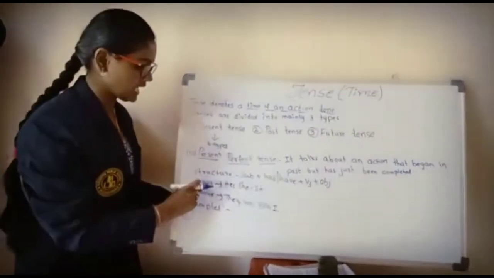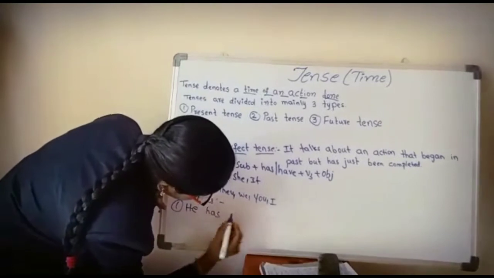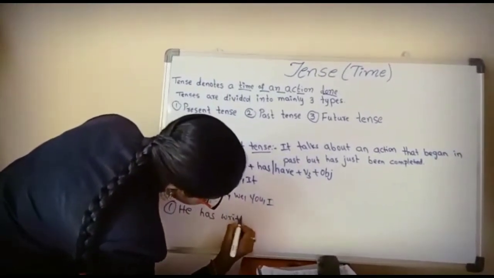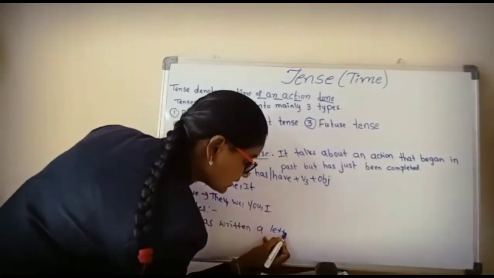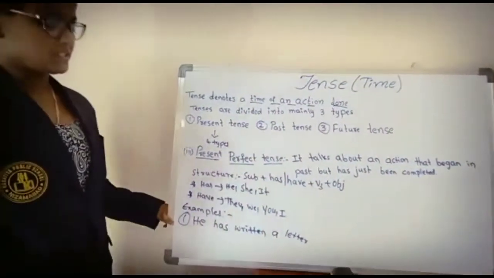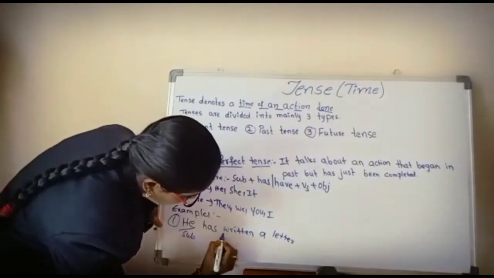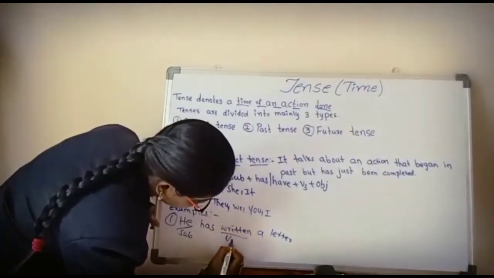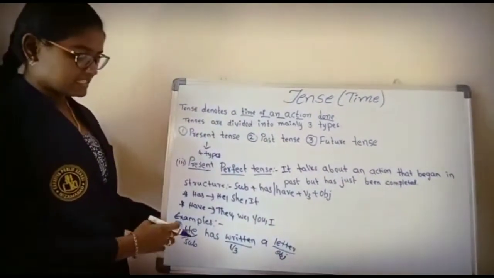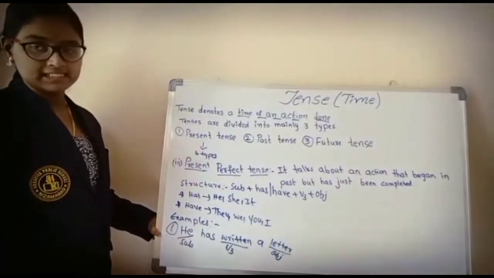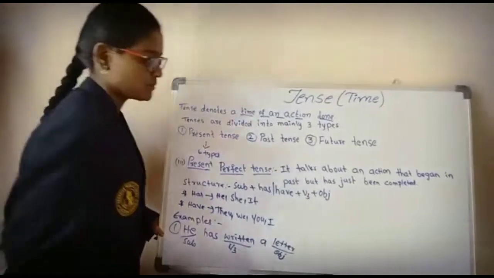First example, I am using has and he. He has written a letter. Here he is subject and written is V3 and letter is object. I wrote first example, he has written a letter. In that he is subject and written is V3 and letter is object.